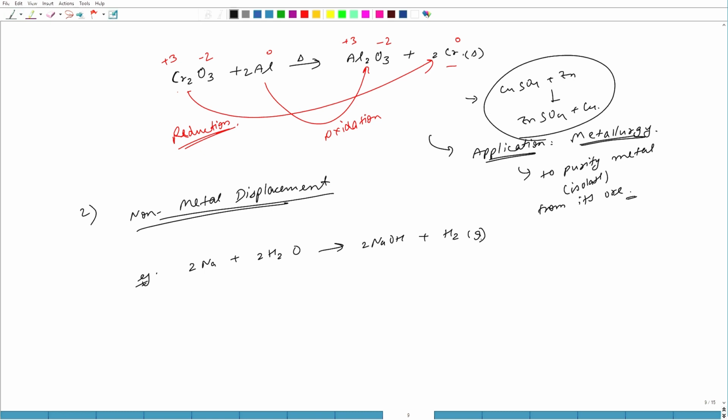Okay. Now, non-metal displacement. Non-metal displacement redox reactions include hydrogen displacement. That means hydrogen has been displaced. If you see, the hydrogen initially in the reactant is present in the water molecule. In the product, it goes to the sodium. That means hydrogen has been displaced.